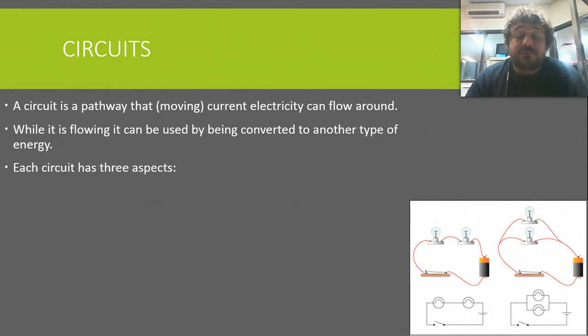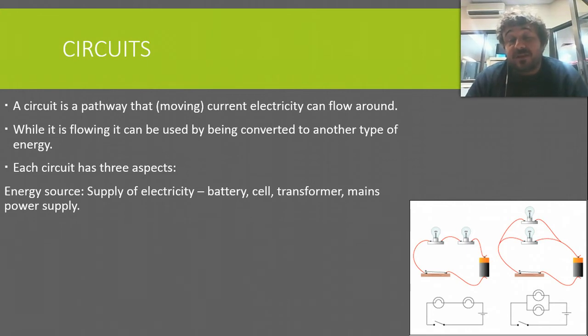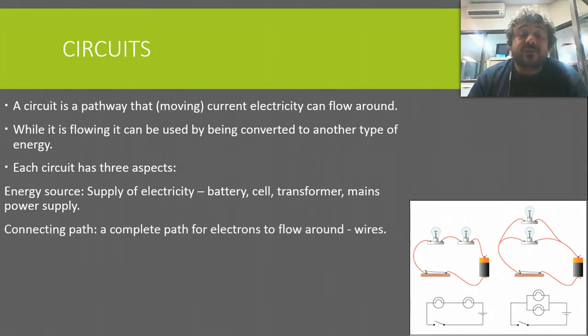Each circuit has three aspects. You have the energy source. Now, there can be a couple of things. It can be a cell, or a battery, which is a collection of cells put together, a transformer, mains power supply. But there's a few other things it can be. So you need a supply of energy, a power source. Then we have a connecting path. In this one here, here's your power source. These wires, that's your connecting path.